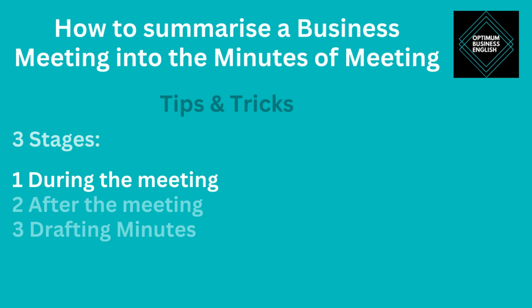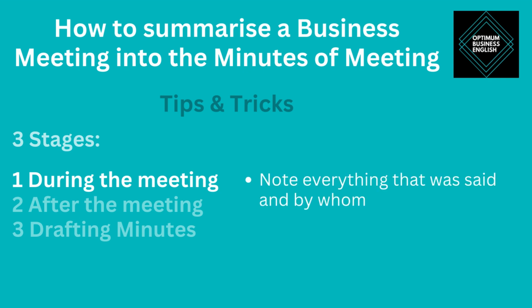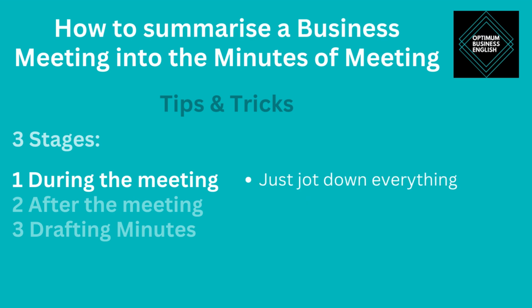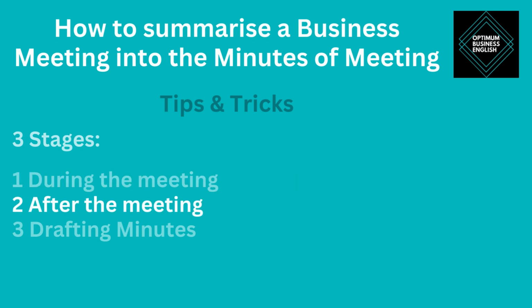The first, during the meeting itself, where you note everything that was said and by whom. And don't try to order it or highlight important things at this stage. Just jot down everything. Then, after the meeting, in the second stage, you now have time to order your notes into section headings, to highlight only the most important bits and to summarize it further.